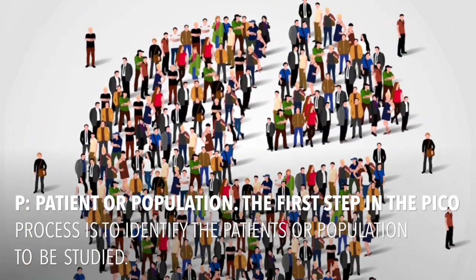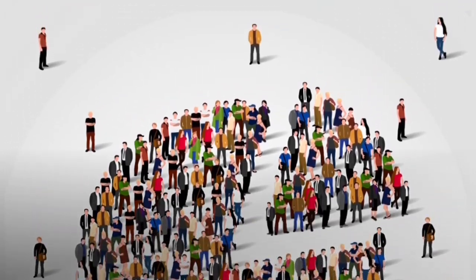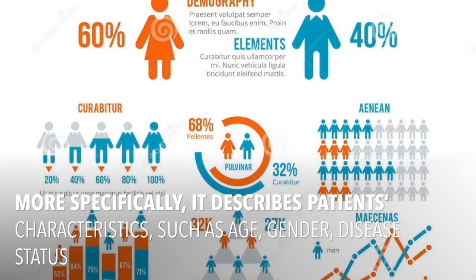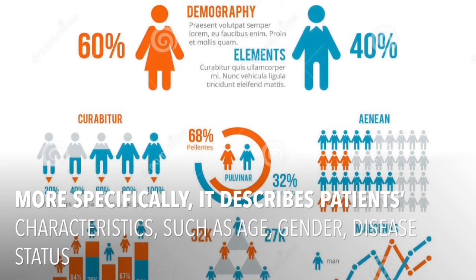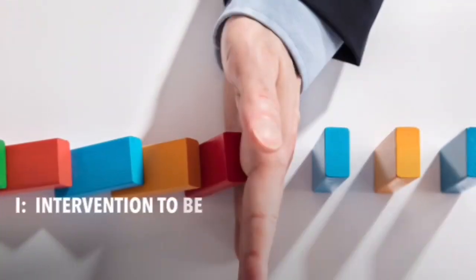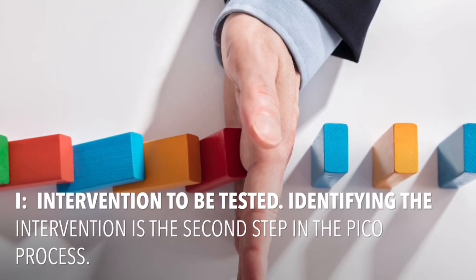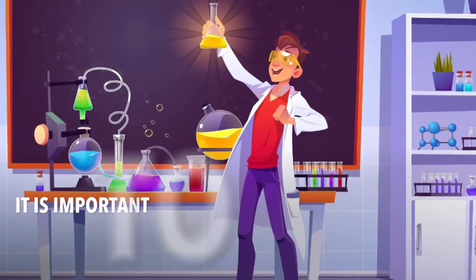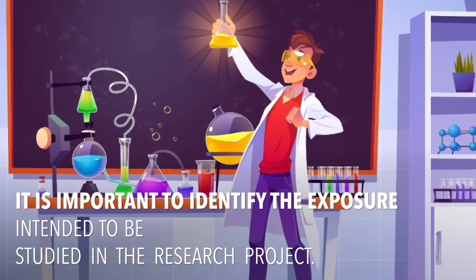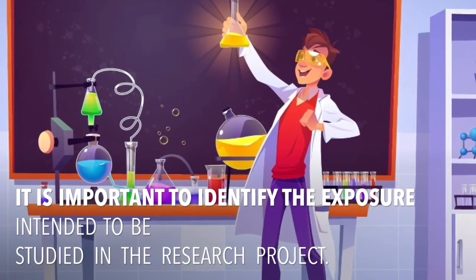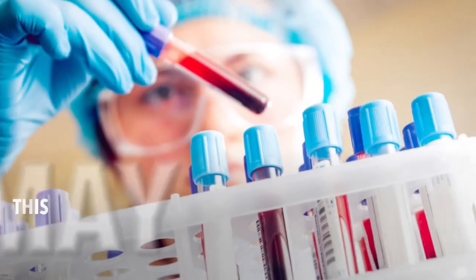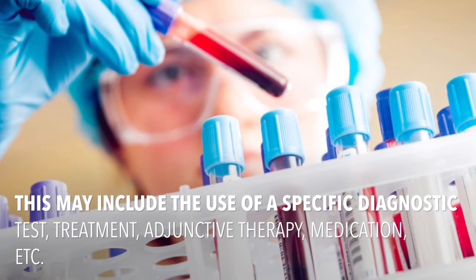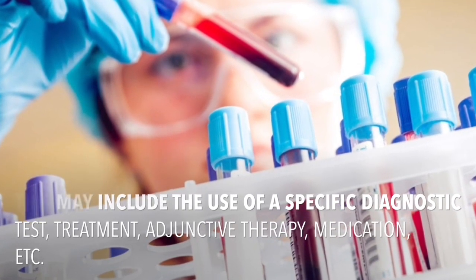The first step in BICO is to identify the population to be studied. More specifically, it describes patients' characteristics, such as age, gender, and disease status. The second step in BICO is to identify the intervention to be tested. It's important to identify the exposure intended to be studied in the research project. This may include the use of a specific diagnostic test, treatment, adjunctive therapy, or medication.